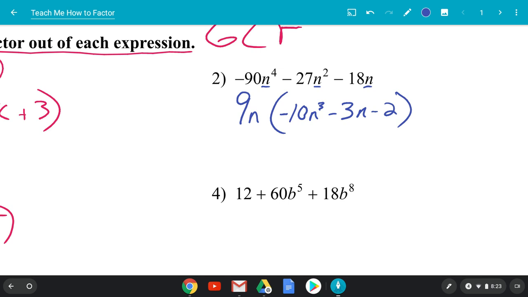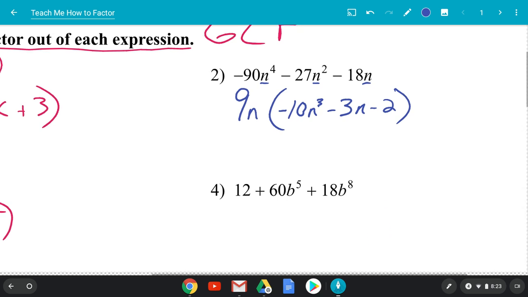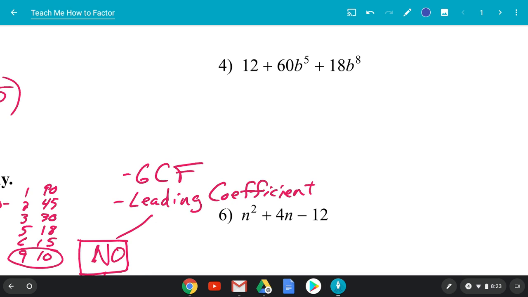Number 4, largest number I could put into number 4, going into 12, 60, and 18 would be 6. There's no variable on this one, so I can't pull out the variable as well. So 6 times 2, 6 times 10, b to the 5th, and 6 times 3, b to the 8th. Okay. Questions on 2 or 4?